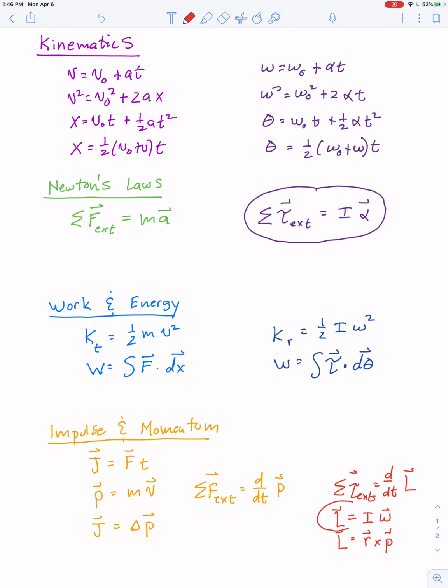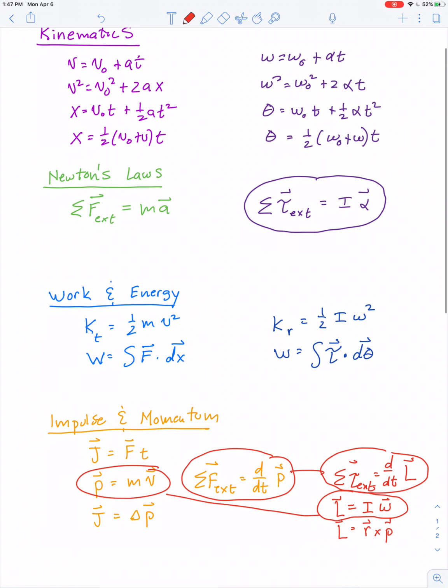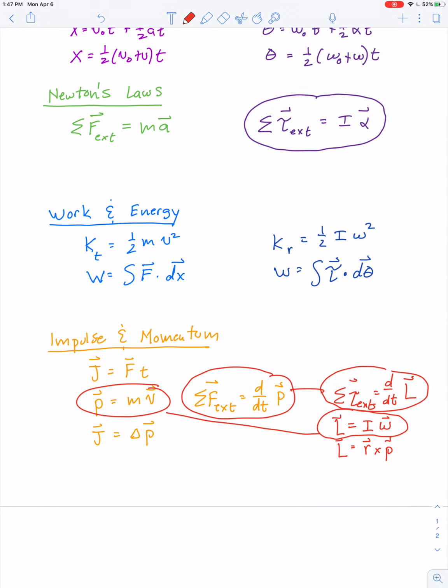So we see this equation is analogous to this equation, and this equation is analogous to this equation. Suppose we should make one more analogous equation.